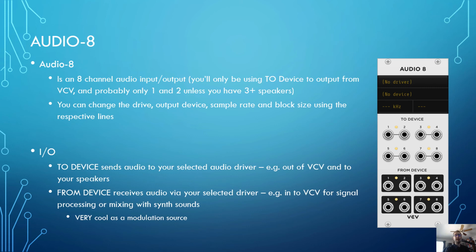But without having a way to get these to the speakers, it's all just kind of theoretical. And to do that, we use Audio 8. This is an 8-channel audio input. You're really just going to be using the section that is labeled To Device and then the inlets 1 and 2. So the two white inputs for 1 and 2, unless you have more than 3 speakers.